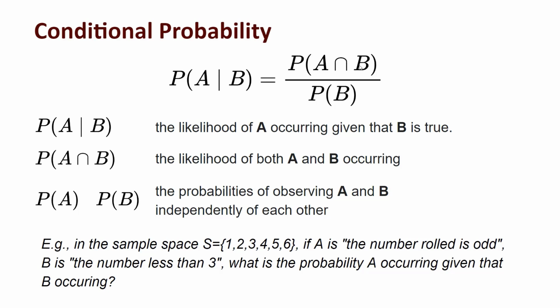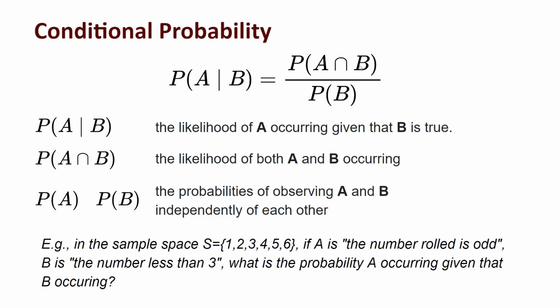probably A is depending on B and B depending on A, so it will be different. Because there are some outcomes between A and B that are overlapping, that are intersecting. So when B is true, it's likely that A will be changed. So you need to calculate that based on this formulation. So P(A|B) is equal to P(A ∩ B) divided by P(B).